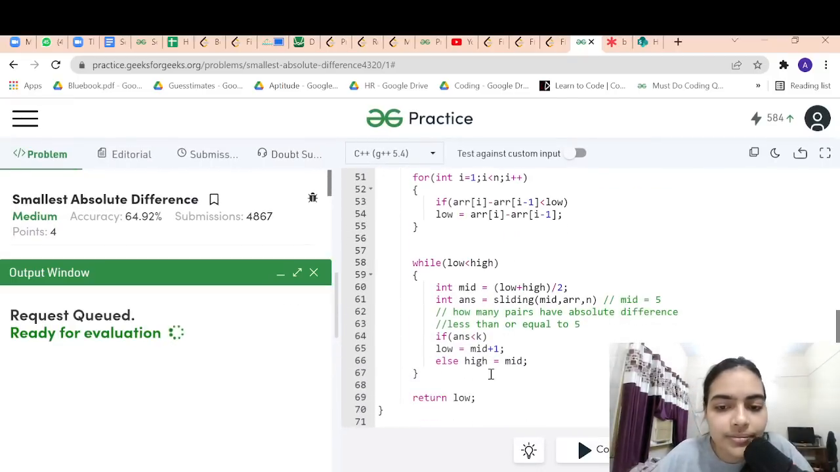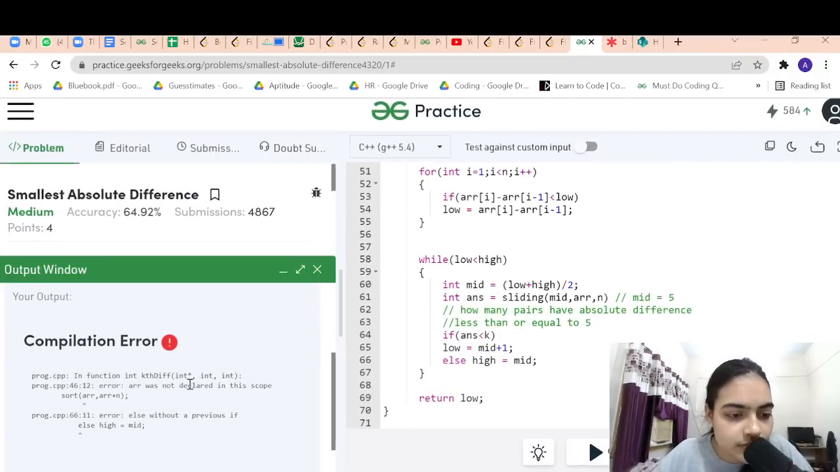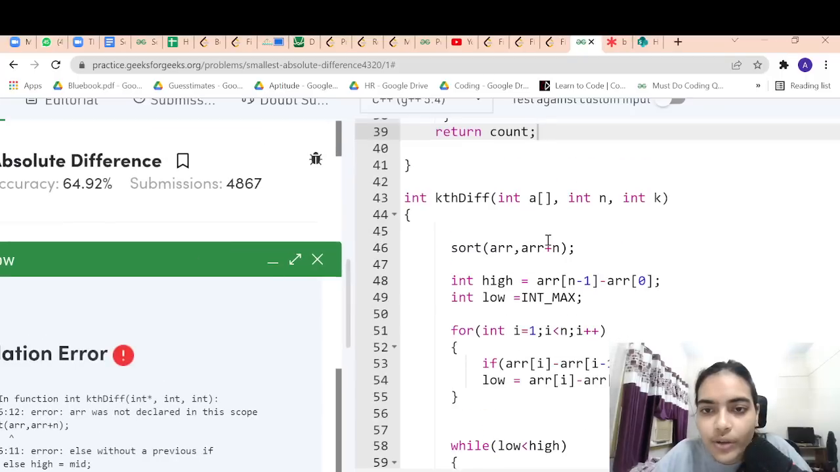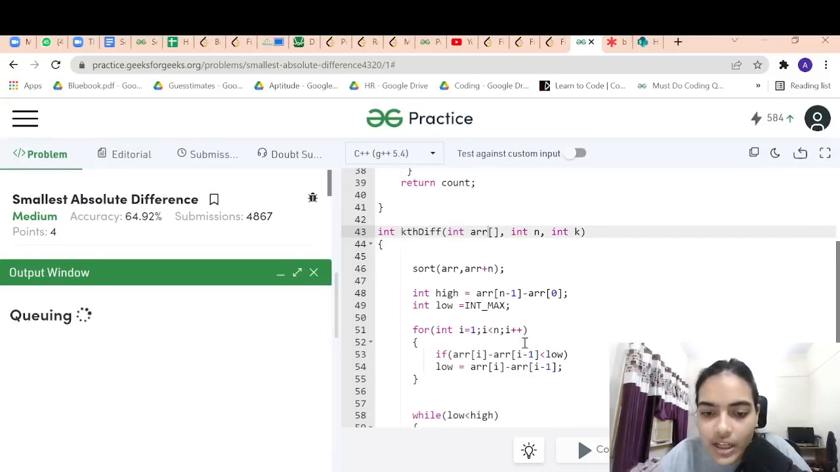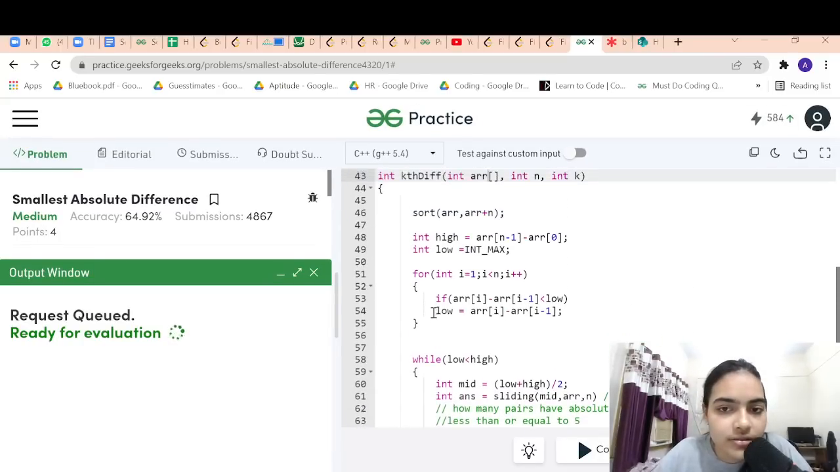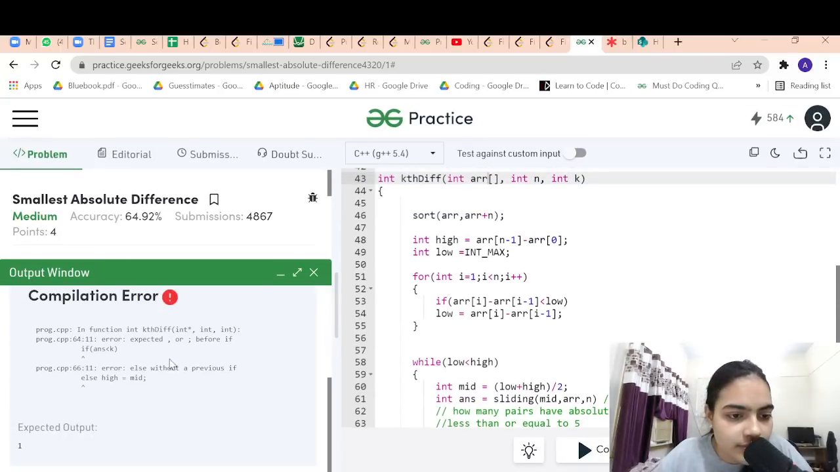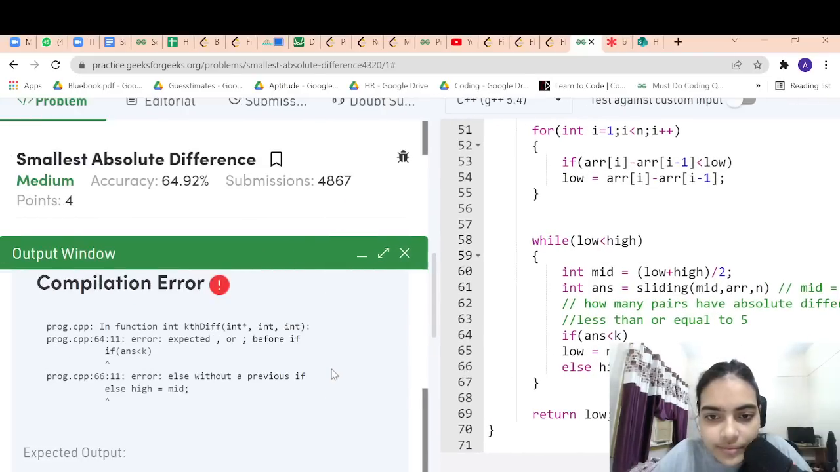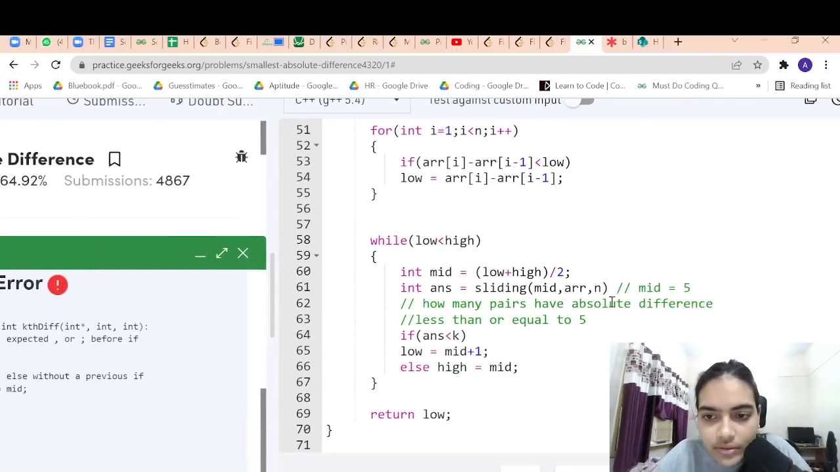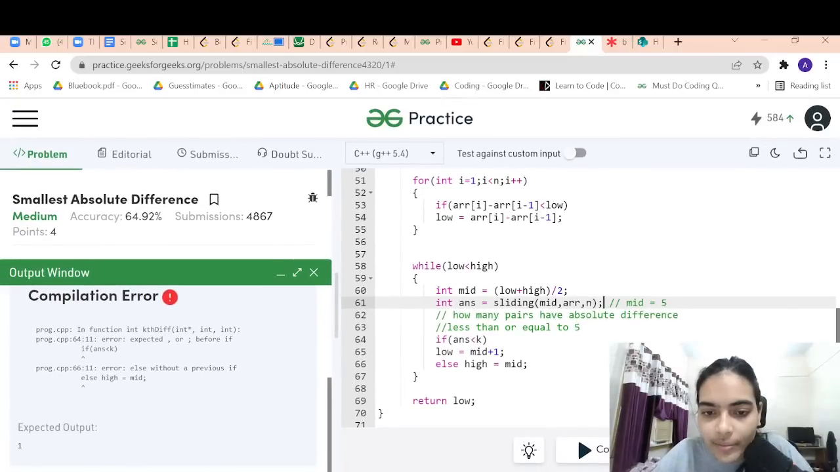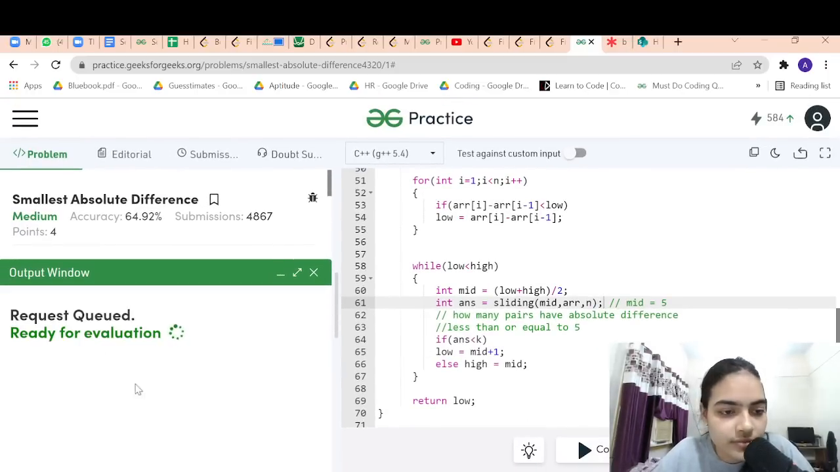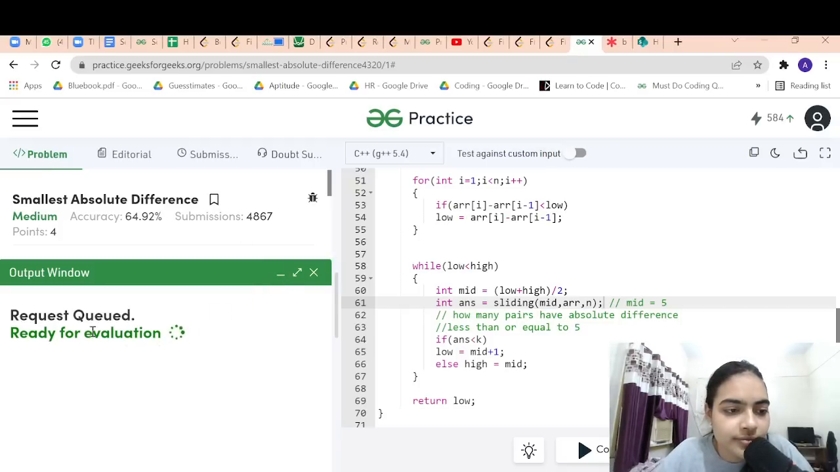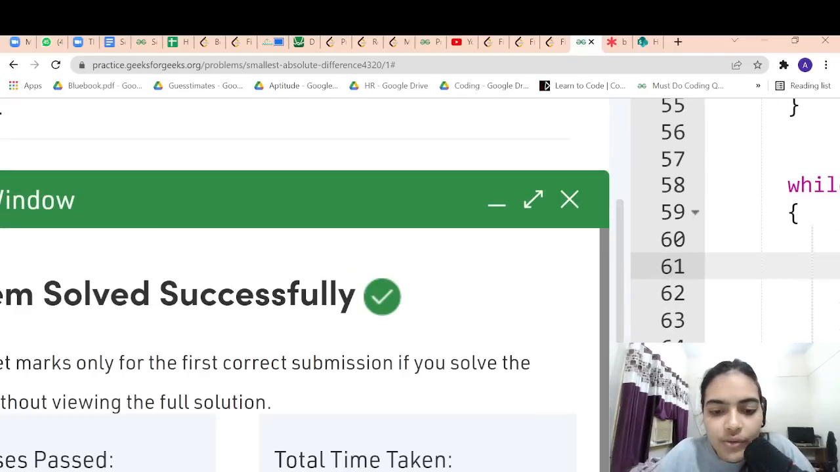I hope that this will work. So there is some compilation error. Let me make this as ARR because it's ARR. So there is some error. I have forgotten a semicolon here. Let me check again. So it's fine. Let's submit and see. It should work. So it's working. Thank you for being patient and listening.